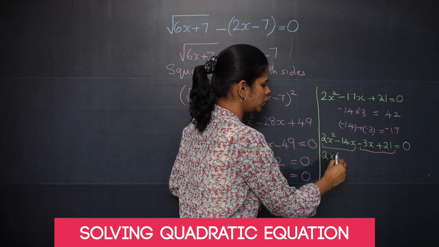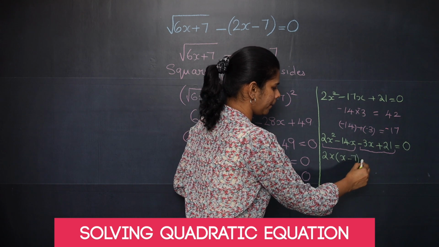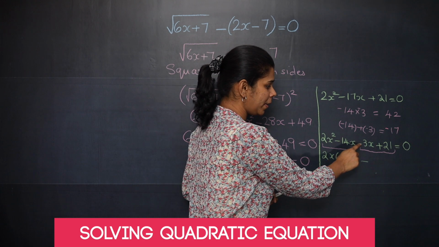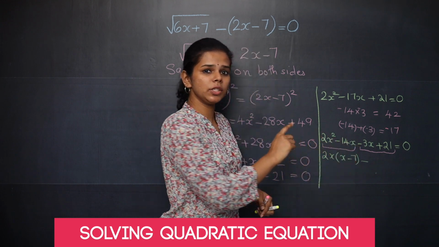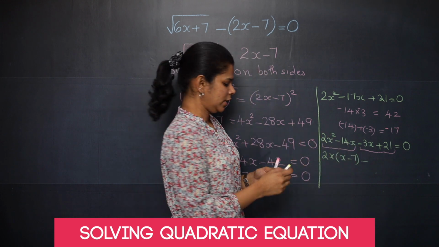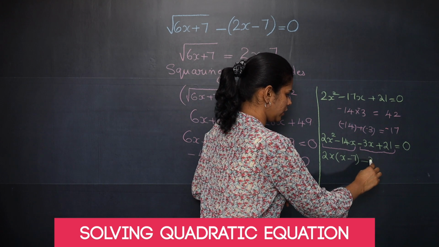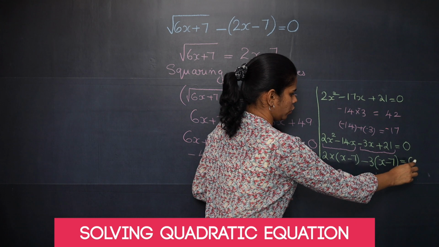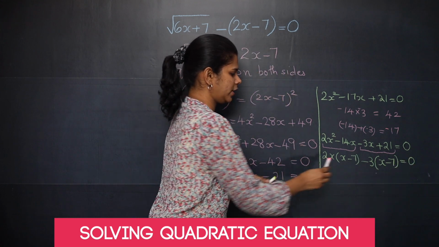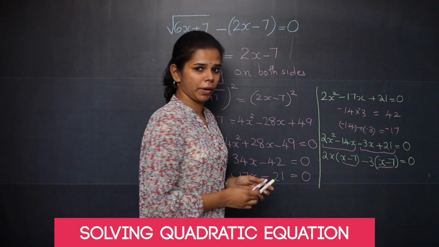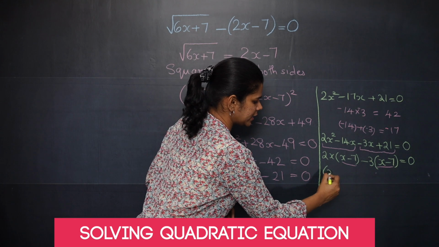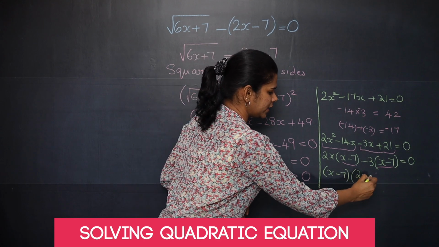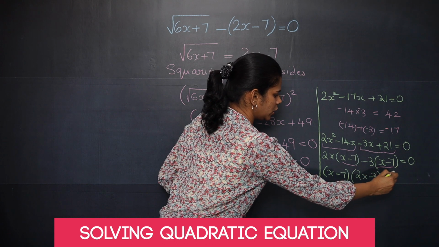So 2x(x − 7) − , again you can see 3 is common, and remember you have a minus sign outside, so the sign changes inside. So 3(x − 7) = 0. Now what is common? x − 7 is common. So you will take x − 7 outside: (x − 7)(2x − 3) = 0.